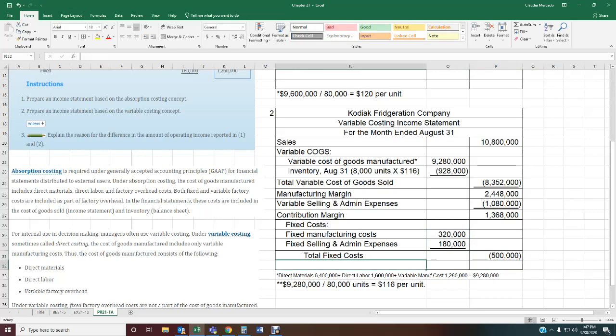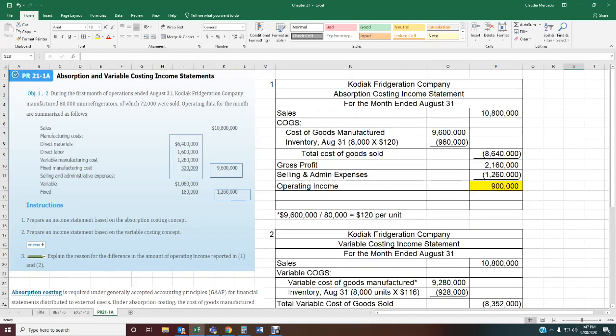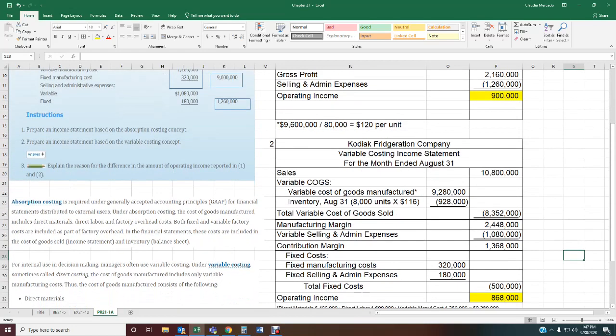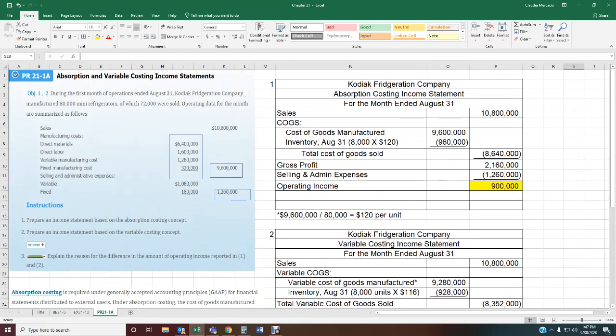Okay, and now I can calculate my operating income. Your operating income is going to be your contribution margin minus your total fixed cost of 500,000. That's going to give you an operating income of $868,000. So if we compare the absorption costing, that gave us an operating income of $900,000 versus using the variable costing method, my operating income is $868,000. So these are my two income statements for both the absorption and variable costing.